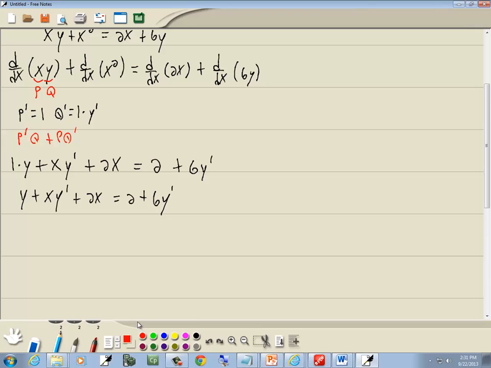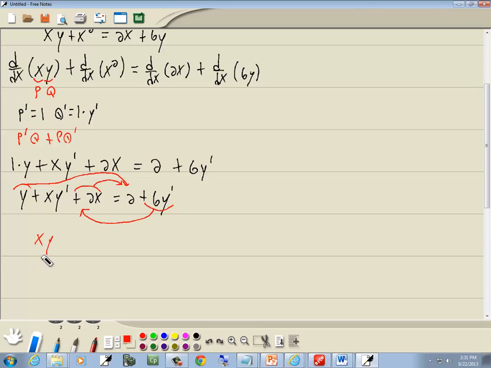Now we want to solve for y prime. So our first step is to get rid of parentheses, don't have any. Second step is to get rid of fractions, don't have any. Third step is to get everything with y prime on one side, everything else on the other side. So I'm going to take this 6y prime to the left side. I'll take the 2x to the right side, and I'll take this y to the right side. So we're going to have xy prime.